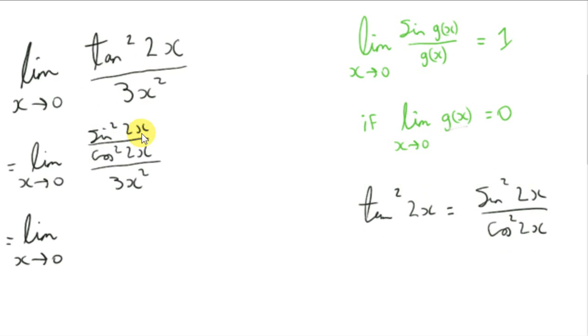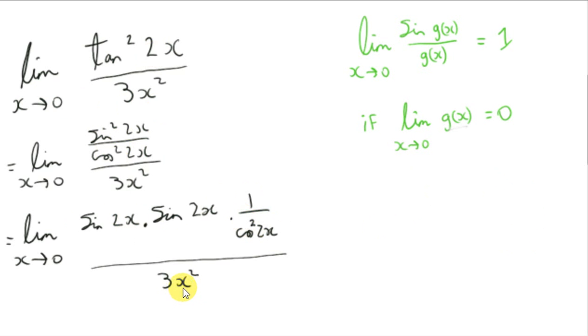Now, we have sine squared 2x on top. Well, I'll write that as sine 2x times sine 2x. And that's divided by cos squared 2x, so I'll write that as just 1 over cos squared 2x. Now all of this is divided by 3x squared. Now, in order to use this result up here, we want 2x to appear in the denominator. So I'll just stick it in here, and we can compensate by multiplying out here by 2x, so they cancel out.